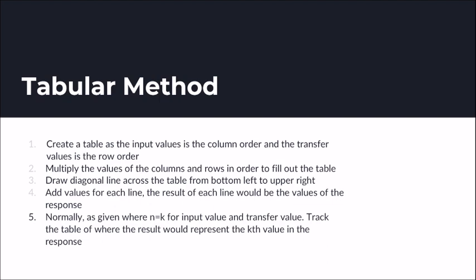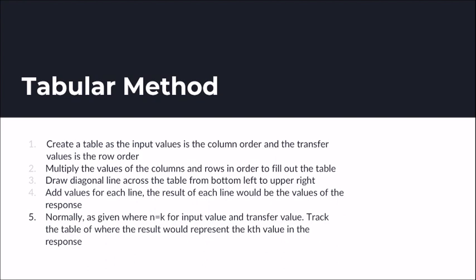And here in this slide, we have our second method of computing convolution, which is the tabular method. This method, we classified here into five necessary steps, and they're very easy to compute. The first one is to create a table with the input values as the column order, and the transfer values as the row order.